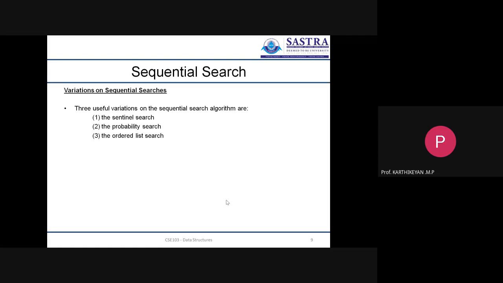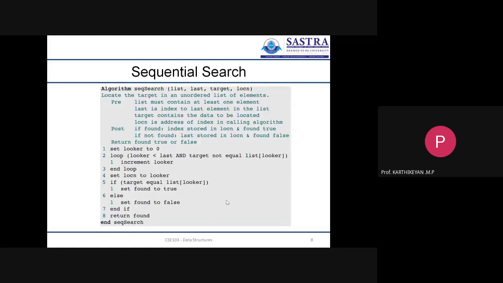Now if you check this sequential search algorithm, here in the loop we are checking 2 conditions. What are the 2 conditions? Whether the looker crossed the last element, that is, the looker is less than last. This is one condition, and the target is not equal to list. This is the second condition. Why are we checking this second condition? Because we don't know whether the target exists in the list or not.